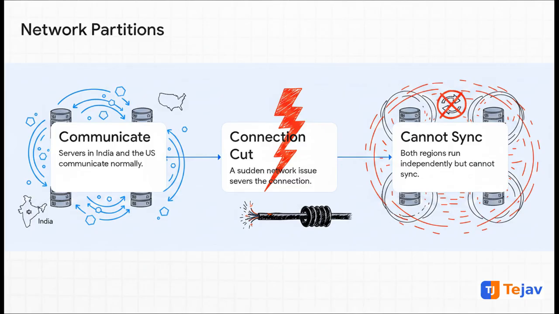Let's walk through it. Step one. You've got servers in India and servers in the US communicating beautifully, syncing data back and forth. Step two. Boom, a sudden network issue, maybe a damaged undersea cable, completely severs the connection. Step three. We now have a network partition. Both regions are powered on. They are running independently, but they are completely cut off from each other. They cannot sync. Modern systems have to be explicitly designed to tolerate these sudden, drastic disconnects.